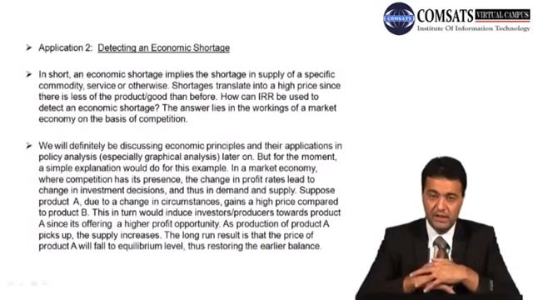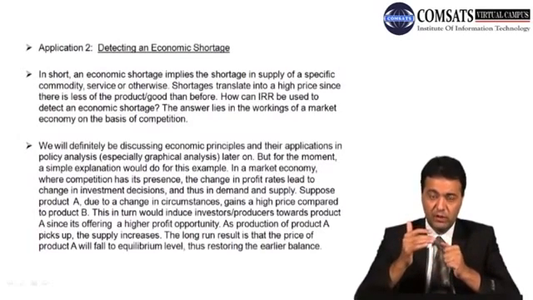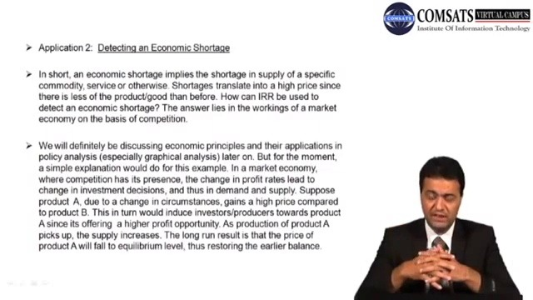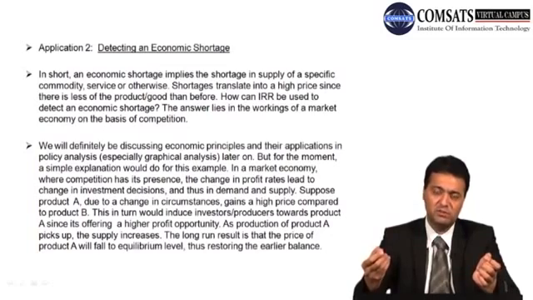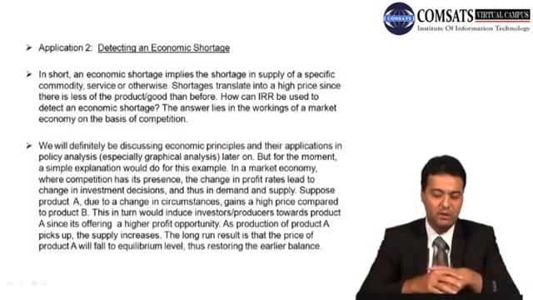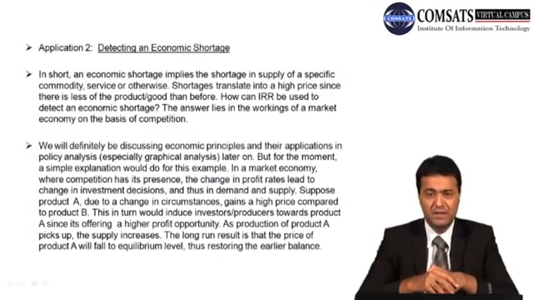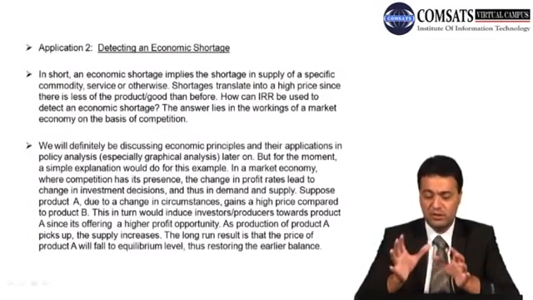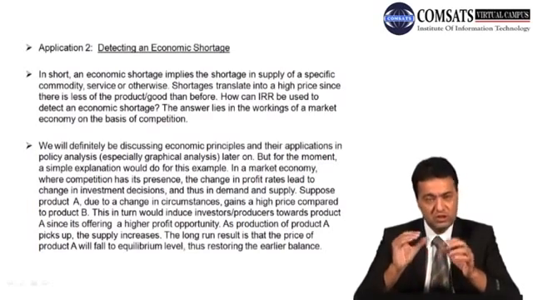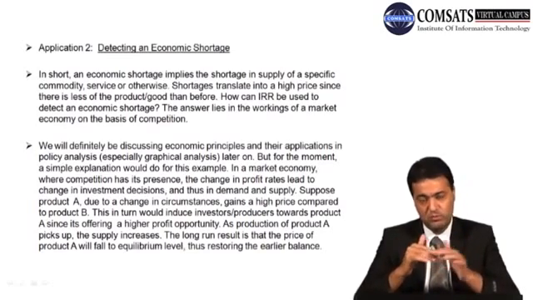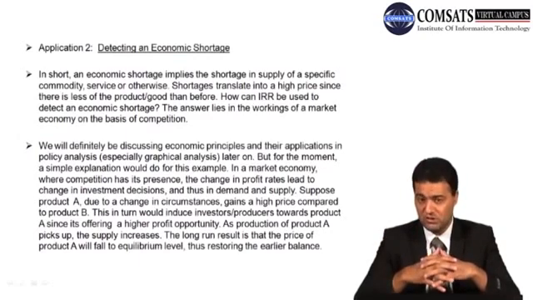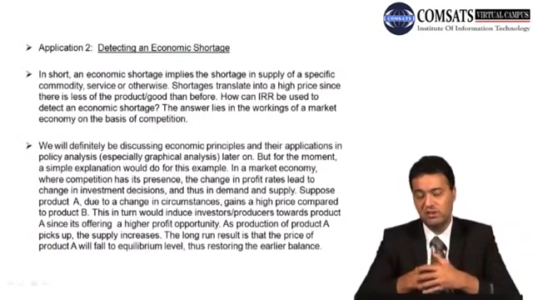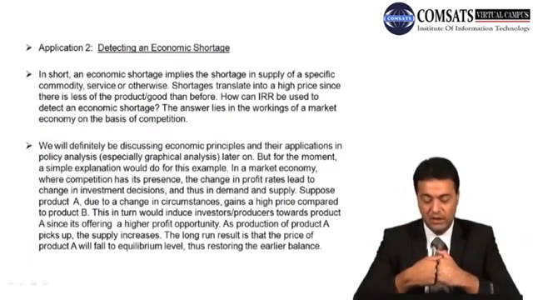In a competitive economy, an economy that is working without externalities or other problems, monopolies or such like that, suffice to say it's a smoothly running economy. In that kind of economy, competition has its presence. Where competition has its presence, suppose a product suddenly offers more profit than the others, the change in profit rates leads to a change in investment decision, because investors are always looking for better opportunities, as we saw in the previous examples when we did the calculations, and thus in demand and supply.